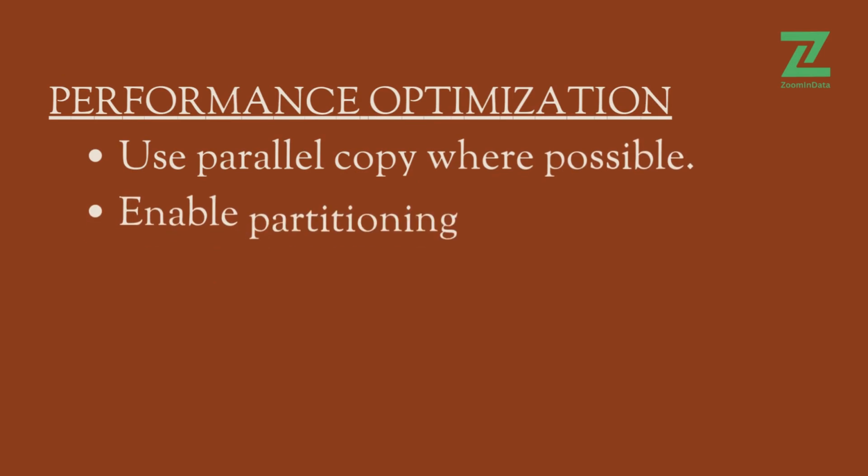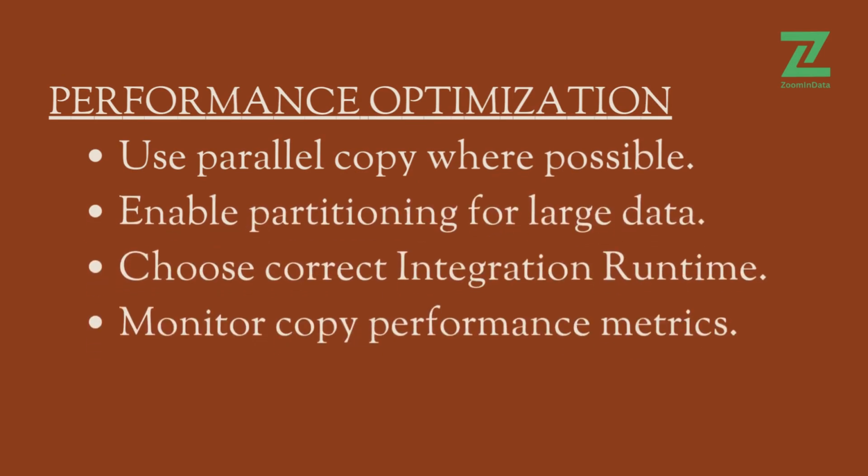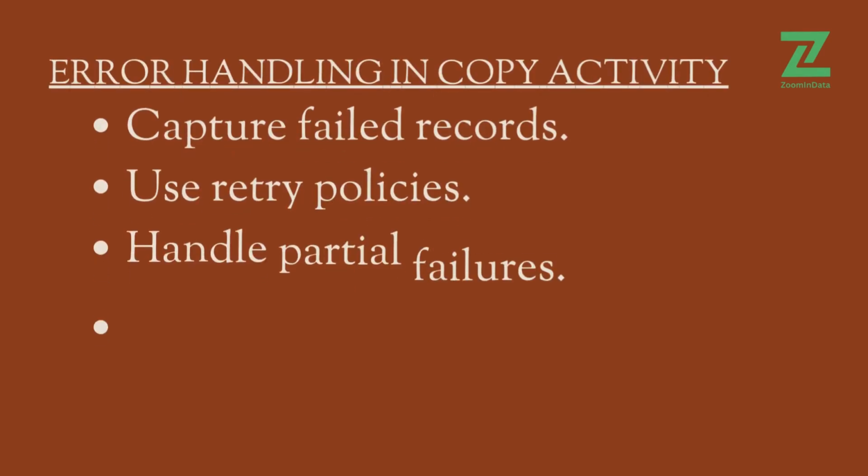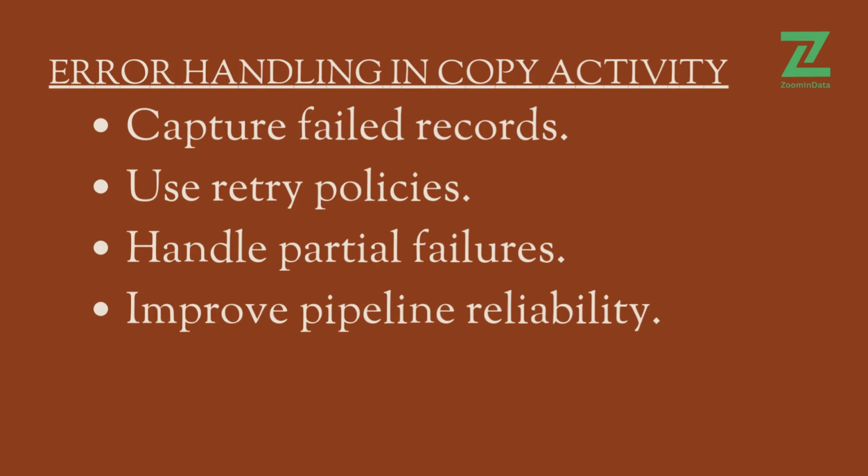To optimize performance, use parallel copy wherever possible, enable partitioning for large datasets, choose the correct integration runtime, and monitor copy performance metrics regularly. Copy activity provides error handling options such as capturing failed records and configuring retry policies. Handling partial failures improves pipeline reliability and helps maintain stable data workflows.